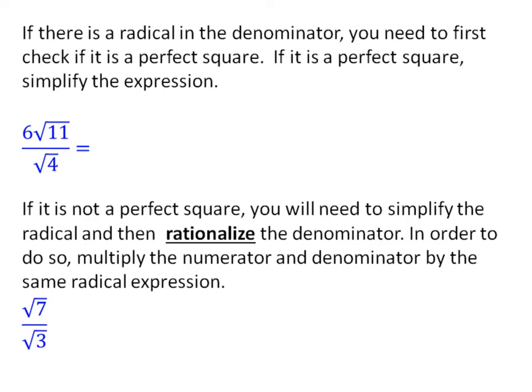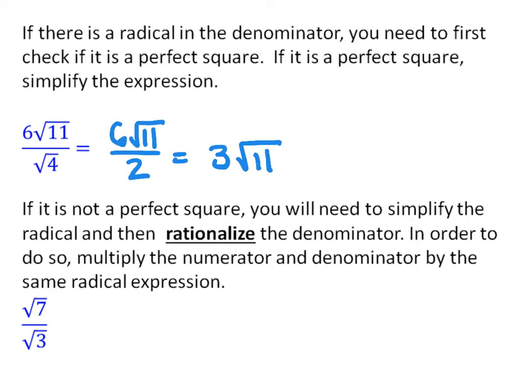If there is a radical in the denominator, you first need to check if it is a perfect square, and if it is a perfect square, you can simplify the expression. So in the first one, the denominator is square root of 4. The square root of 4 we know really is 2. So it becomes 6 square root of 11 over 2. And I can simplify it because 6 divided by 2 would give me 3 square root of 11.